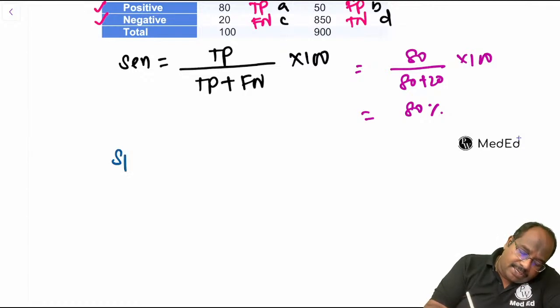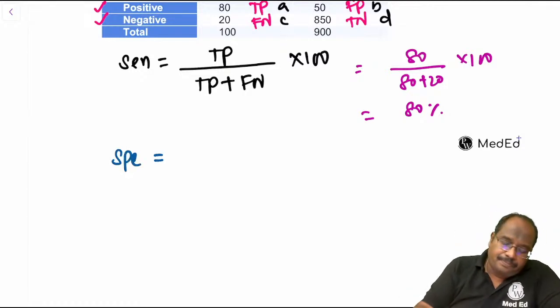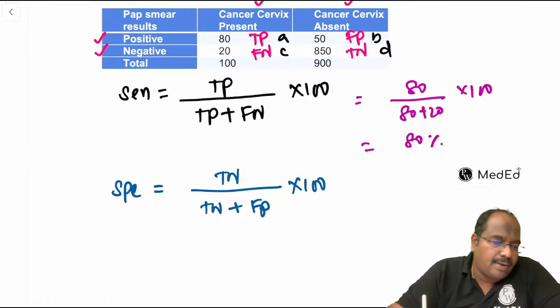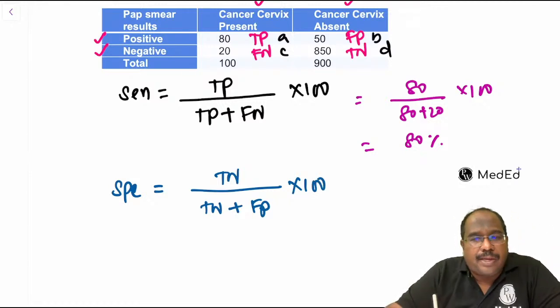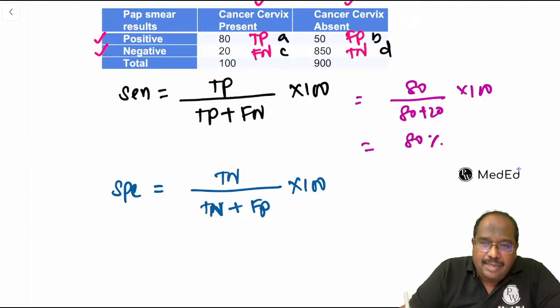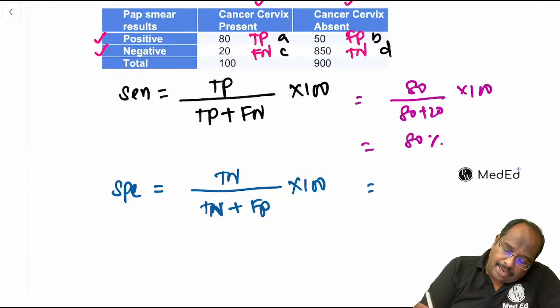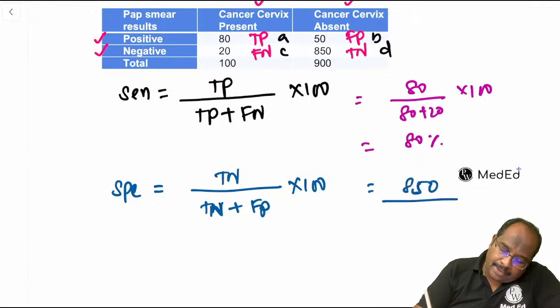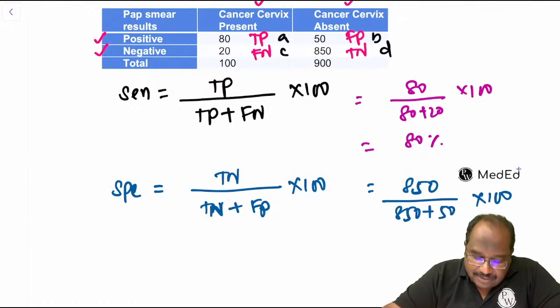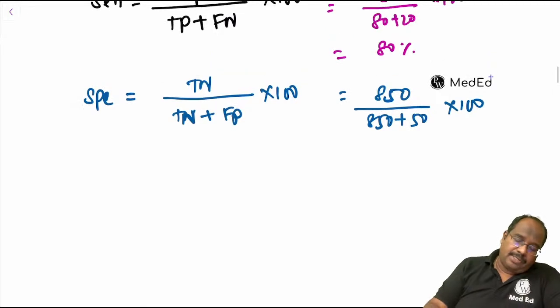What is specificity? True negatives by true negatives plus false positives multiplied by 100. So what is the answer here? 850 divided by 850 plus 50 multiplied by 100. This we are going to call specificity. We'll find the total values.